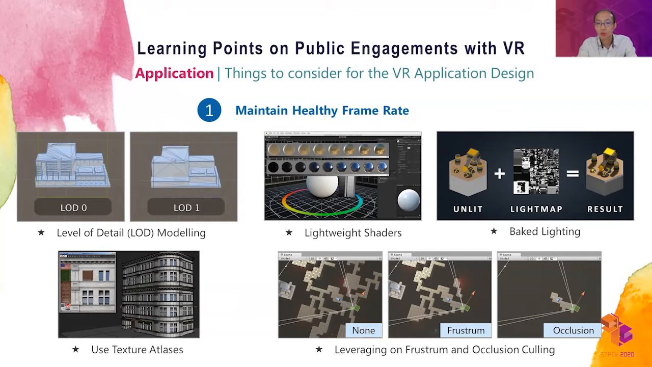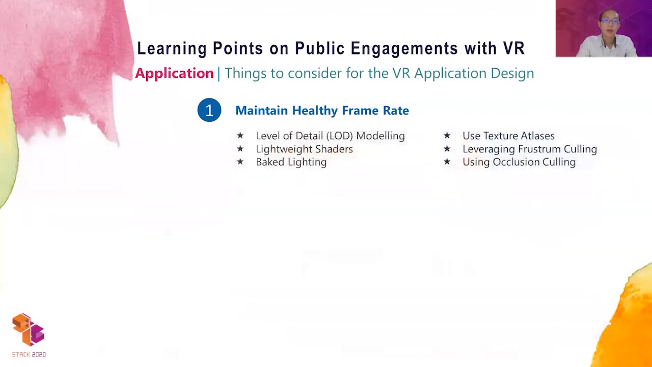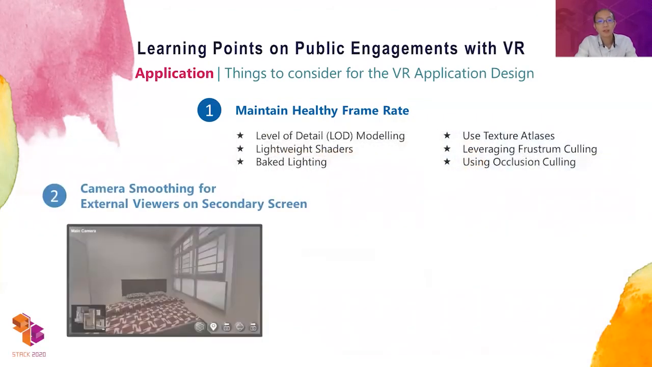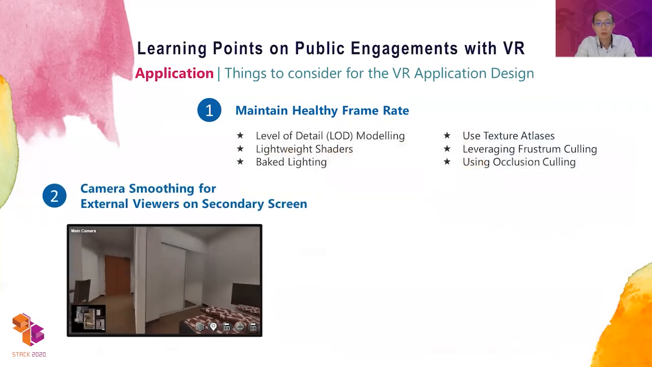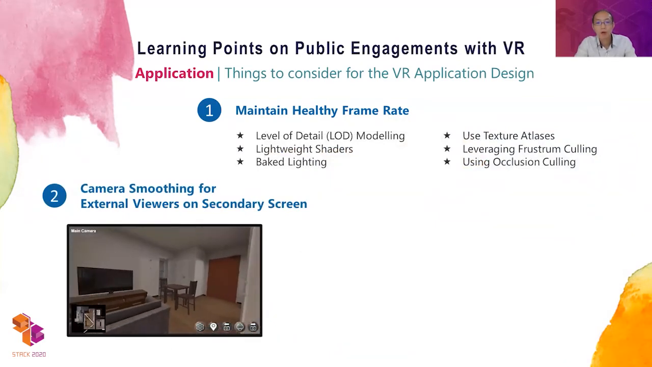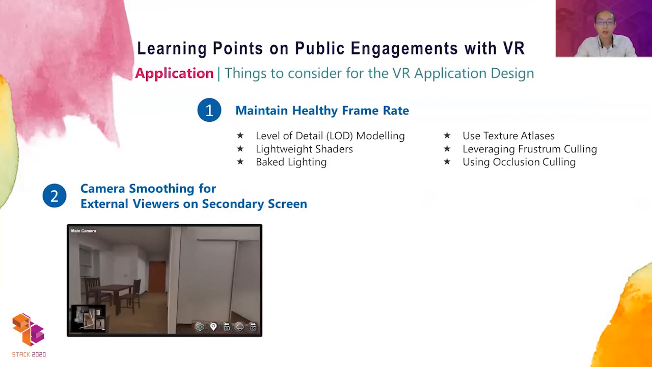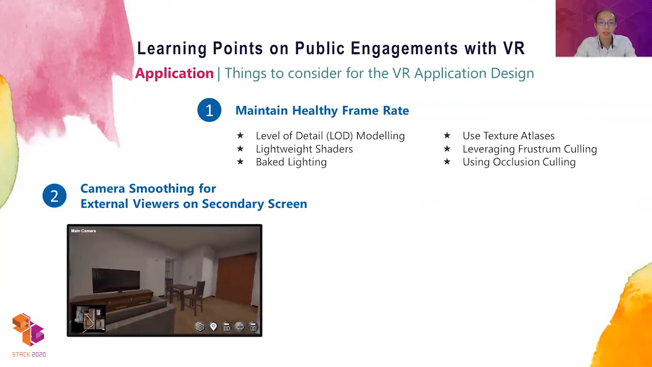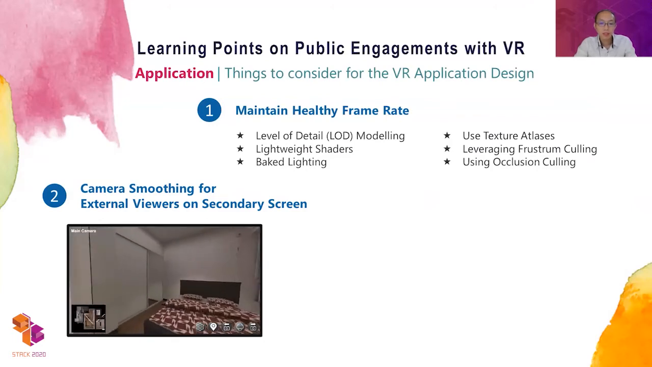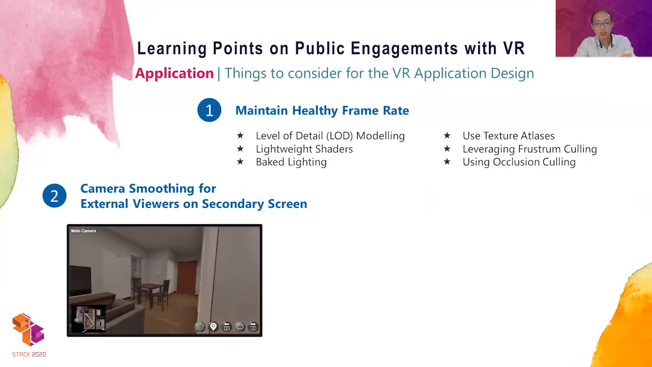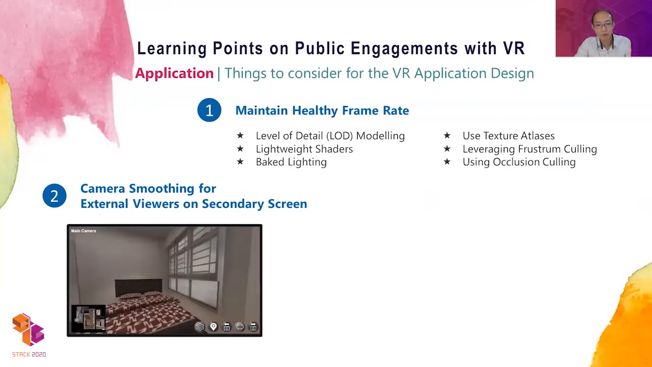This is a useful tool to help you avoid unnecessary rendering, which can save on rendering costs and increase the frame rate as well. So these are just some of the general tools that we use. Now, aside from maintaining a healthy frame rate, what is important is also to have smoothing for the cameras that are used to project what the user is actually seeing in their VR experience. One of the most common mistakes is that when doing this sort of projection, the application does not do any camera smoothing.